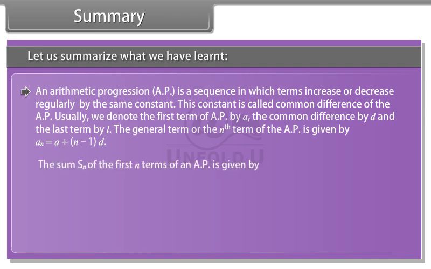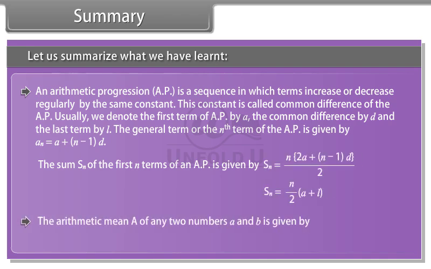The sum Sn of the first n terms of an AP is given by the following. The arithmetic mean capital A of any two numbers A and B is given by this. That is, the sequence A, capital A, B is an AP.